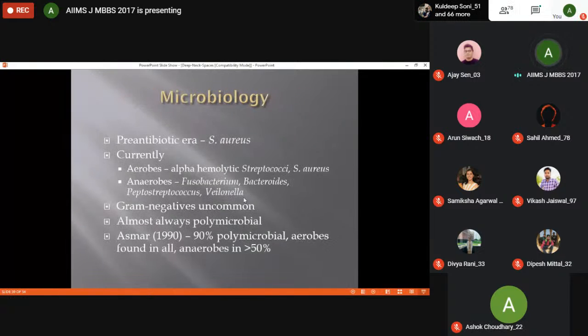In the pre-antibiotic era the most common organism was Staph aureus, but now it is actually alpha hemolytic streptococci which is more common. Then comes Staph aureus, and there is a good number of anaerobes also which are very responsible for all these infections. Gram negatives are usually uncommon. Almost always it is polymicrobial, not a single bacteria which is mostly responsible.